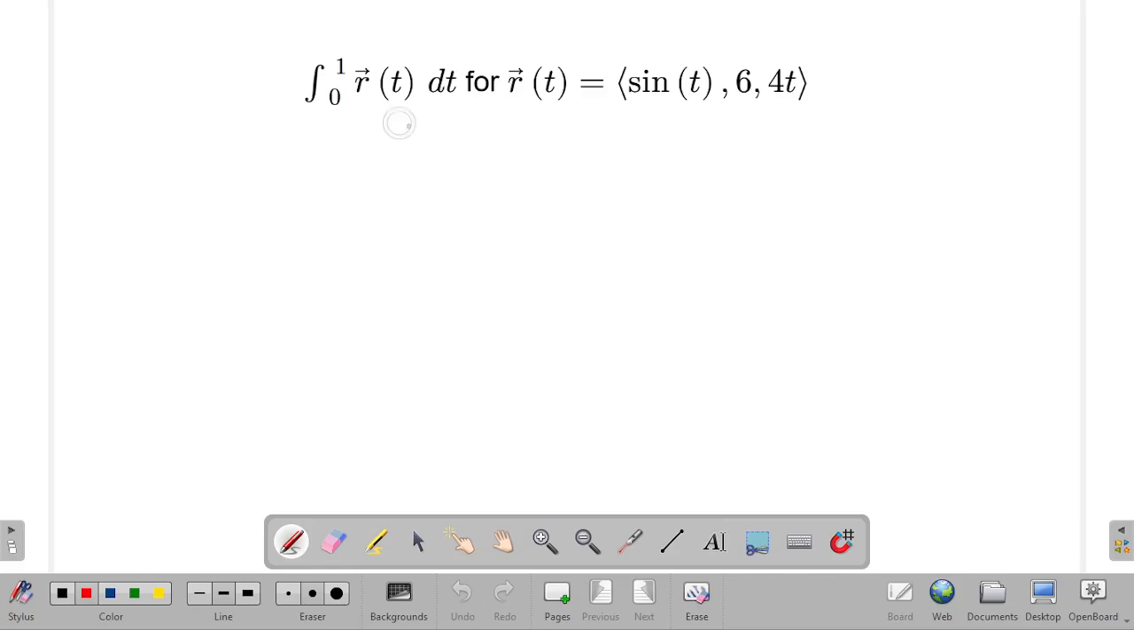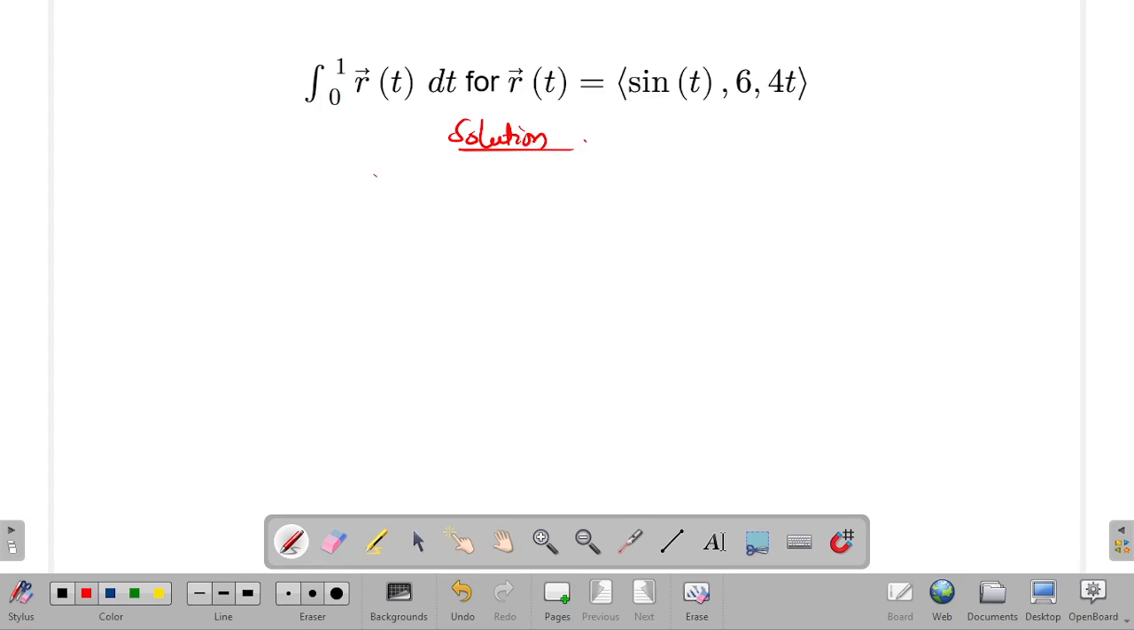In this tutorial, we're going to solve an integral of a vector function. So this is a definite integral of the vector function r of t, given as sine t, 6, 4t. How do you solve this problem? Similarly, we treat each element in the vector function as the normal function we know for integral.